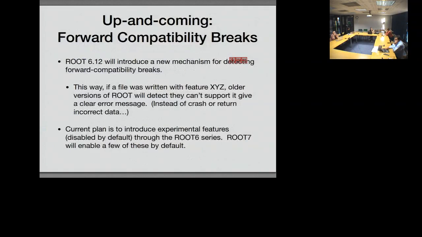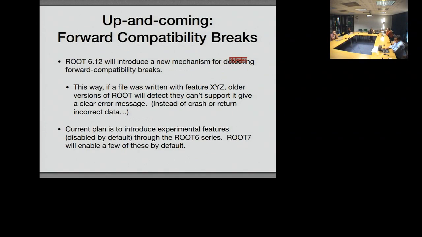So, some upcoming important aspects. One thing we're going to put into 6.12 is a new mechanism for detecting forward compatibility breaks. That way, if we have a new feature XYZ in some version of ROOT, older versions of ROOT that don't have the necessary reading code will return a clear error message and refuse to try to deserialize the data with a new feature. This is as opposed to crashing or, even worse, potentially returning incorrect data to the application.